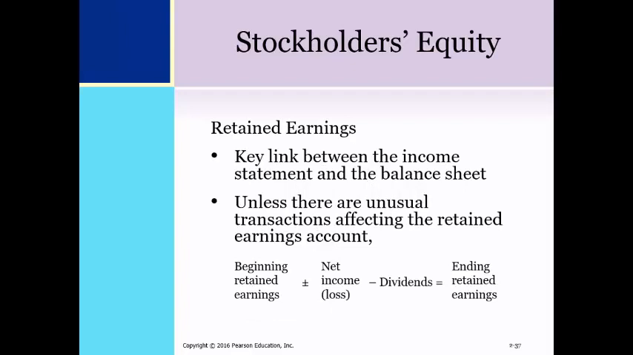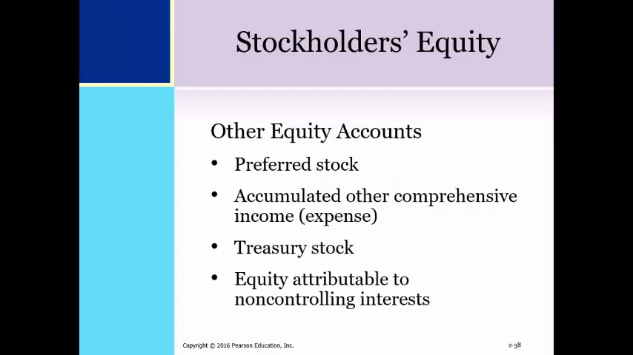Unless there are unusual transactions, the ending retained earnings account is equal to the beginning balance plus net income and minus net losses and dividends. There are other equity accounts in stockholders' equity such as preferred stock, accumulated other comprehensive income or expense, treasury stock, and the equity attributable to the non-controlling interest.